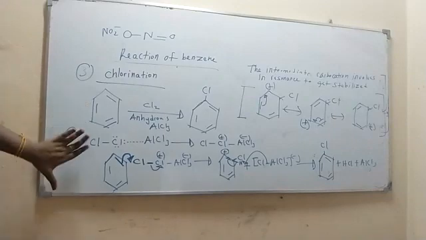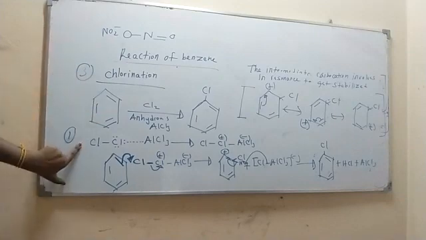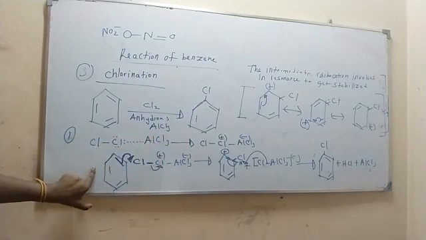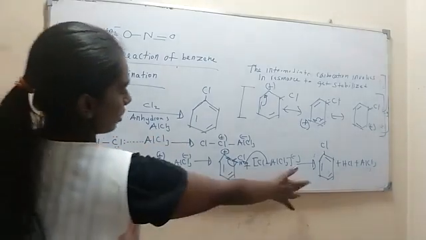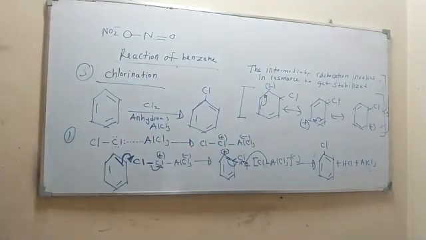So first of all, if they ask, write down the mechanism of chlorination. This one, chlorine with AlCl3, then this step, and after this step, this is the final one. In between that, you can finally talk about the intermediate also, and why it is getting stabilized here due to the resonance property. After writing that.